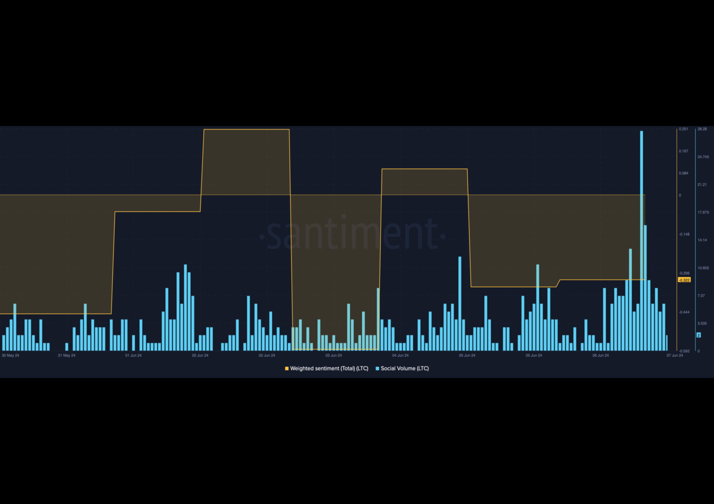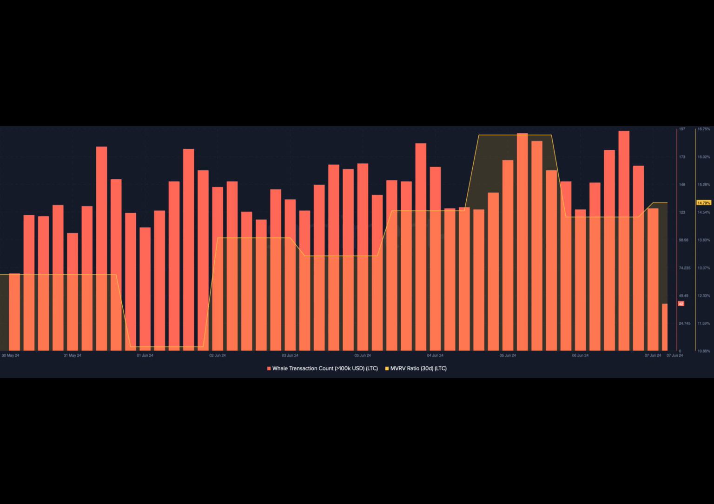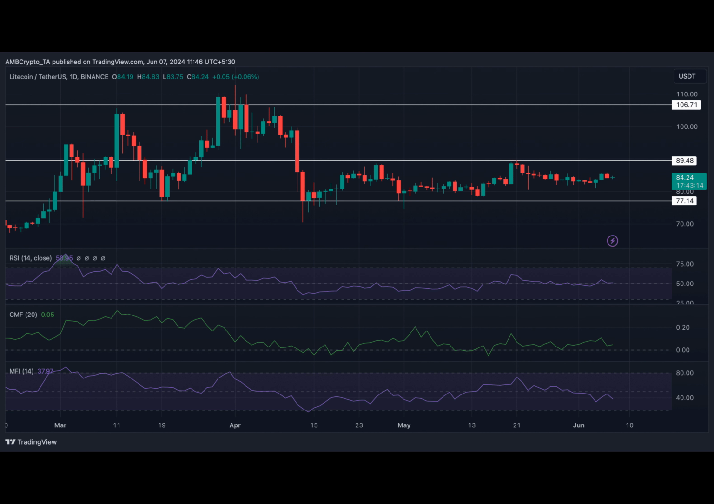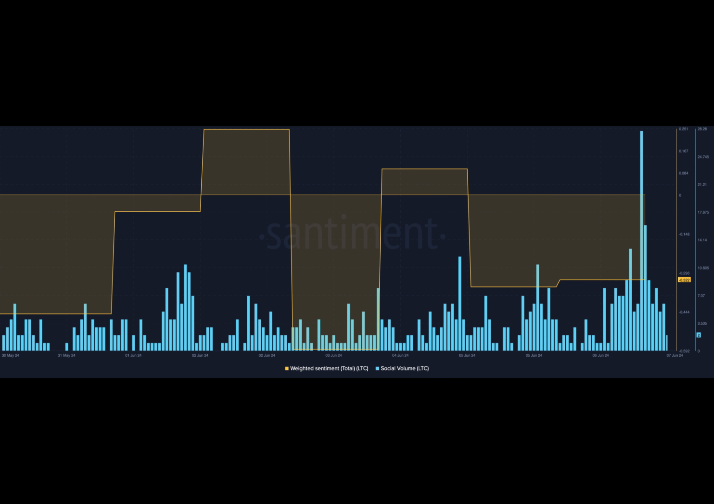If LTC tests this pattern, investors might witness explosive growth in the coming weeks. But before we get too excited, let's take a closer look at the indicators. Amber Crypto's analysis of sentiment data shows that Litecoin's weighted sentiment remains in the negative zone, while its social volume has been relatively low. But there was a spike on the 7th of June. However, things can turn volatile soon.